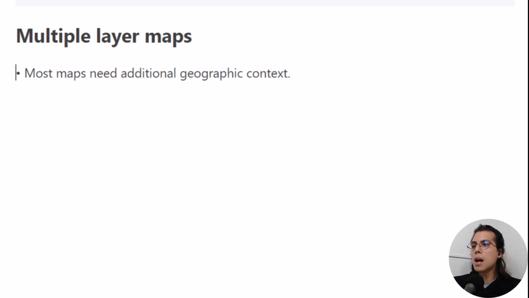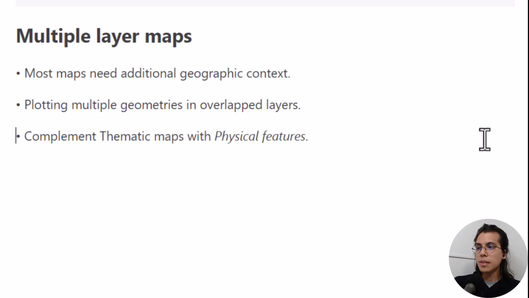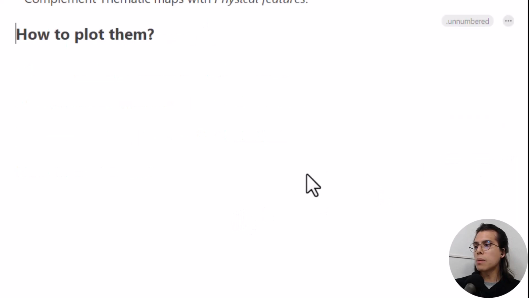Most of the maps need geographic context, as we saw in the introduction. And plotting multiple geometries requires overlapping layers within ggplot. In that way, we're able to complement thematic maps with physical features. So how can we plot them?